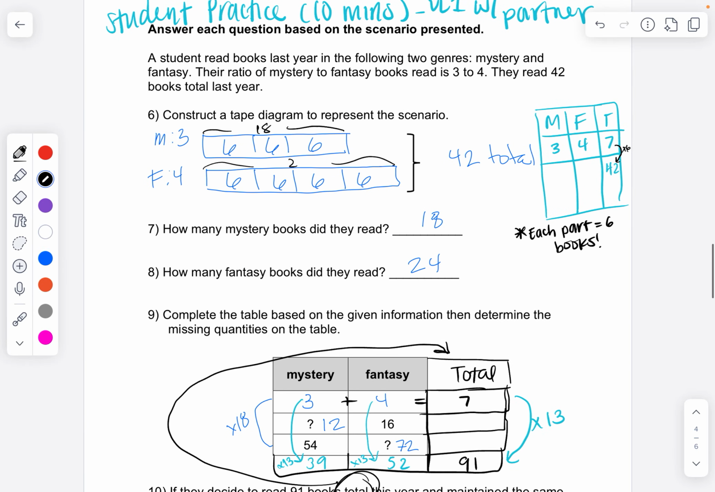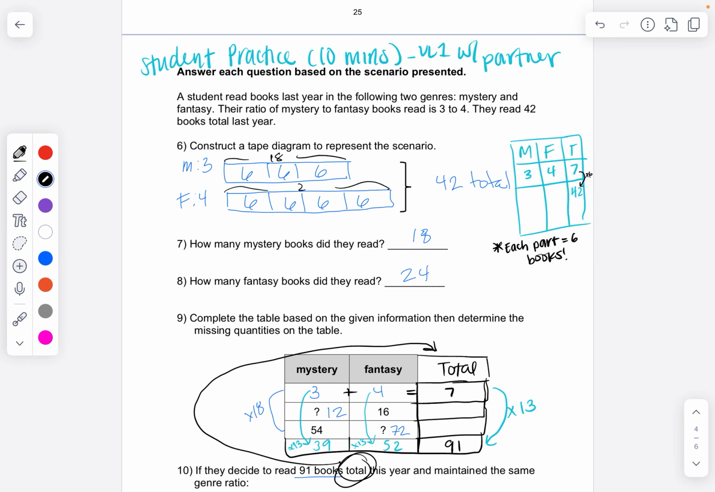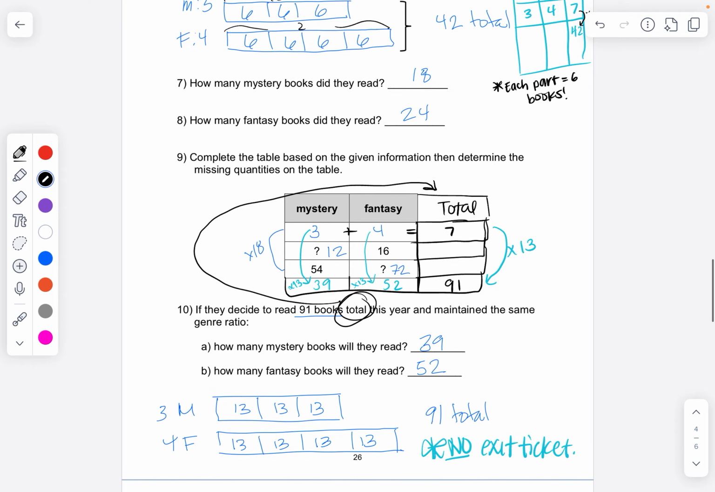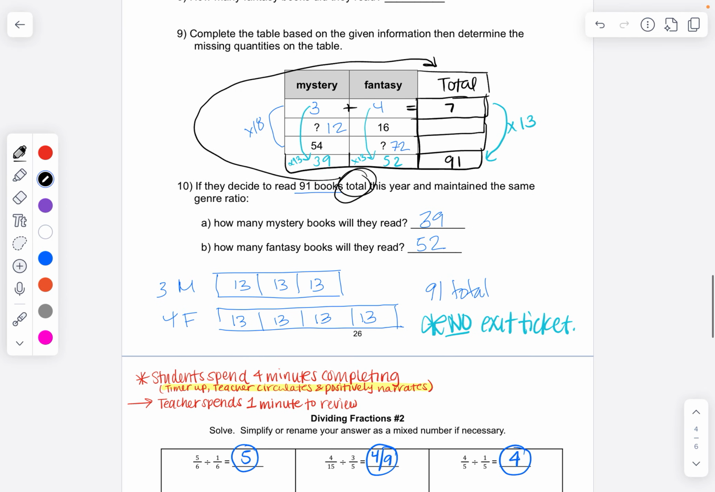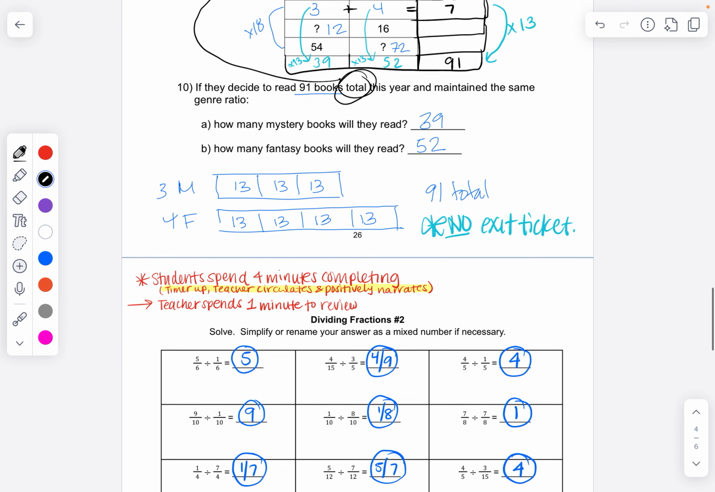So from there, you'll launch students into their student practice, have them use their ratio tables to help them understand the question. And then for today, there's no exit ticket.